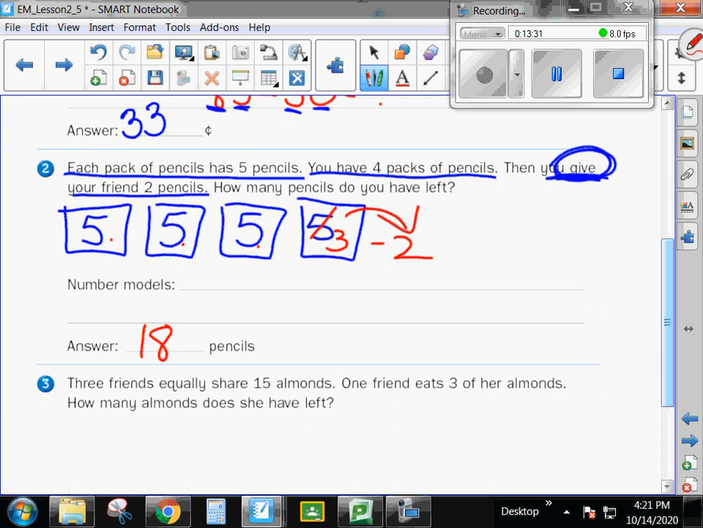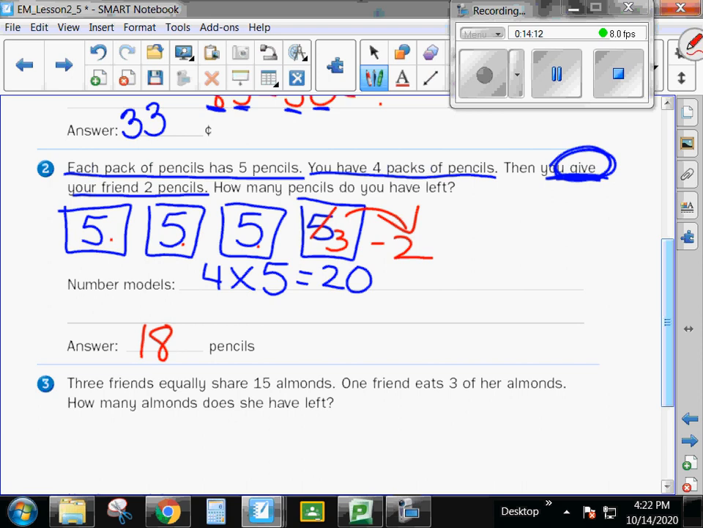But now I have to find my number models for what I did. What was the very first thing I did when I started drawing this picture? I drew my groups of packs of pencils, right? Now, you can do 2 different number models. You can either do 5 plus 5 plus 5 plus 5, or you could write that as a multiplication number model. We learned last week that when you have equal groups, this is a multiplication problem. You have 4 groups of 5, and that would equal 20. So it doesn't matter if I say 5 plus 5 plus 5 plus 5, or 4 times 5, that equals 20 pencils.